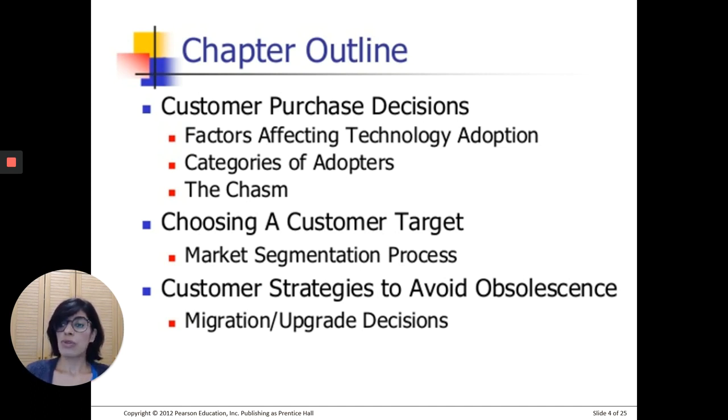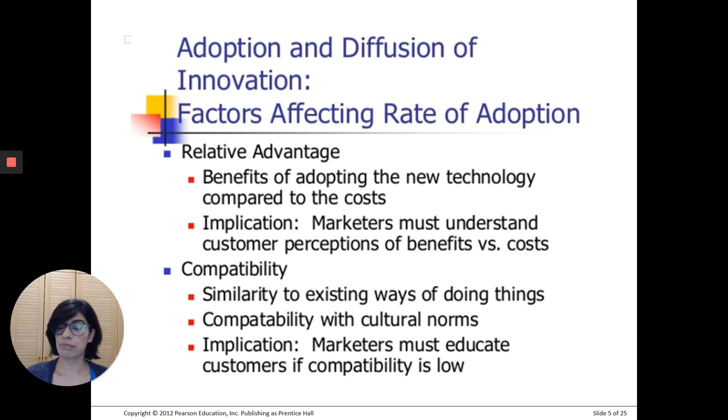We'll look at how you choose a customer target and the process of market segmentation. We'll also look at some strategies to avoid obsolescence. So how can you keep your products and services interesting to all of the different sections of the adopters, and make sure that you're catering to them at all times?